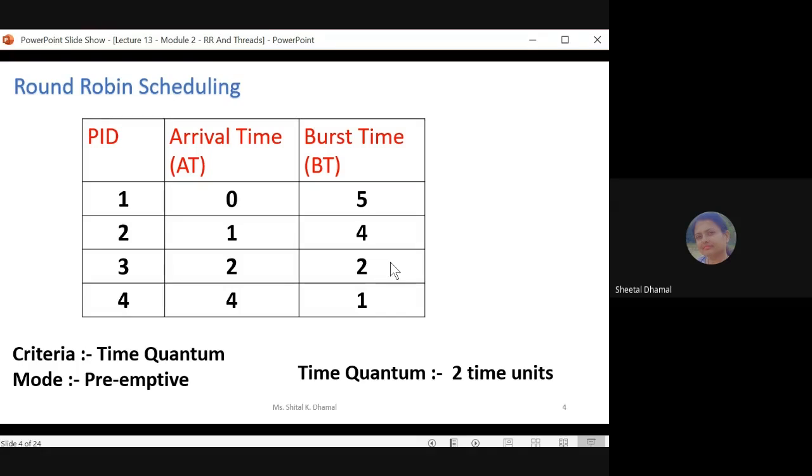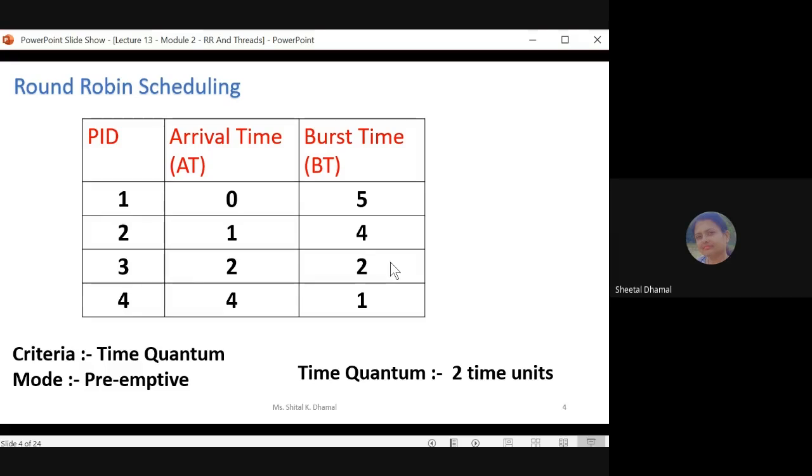Here the process identification number, the arrival time of that process, and the burst time, that is, the total execution time required to complete that process, are given. Process identification numbers are assigned by an operating system to identify the process. Arrival time indicates the time at which the process arrived in the ready queue.